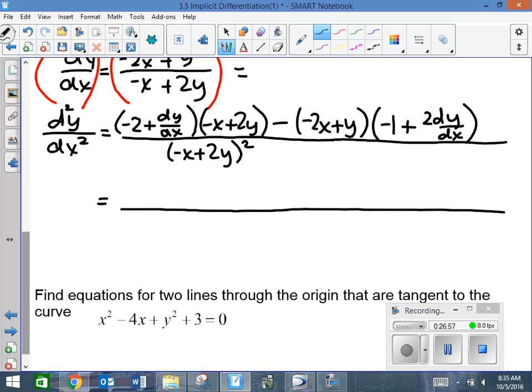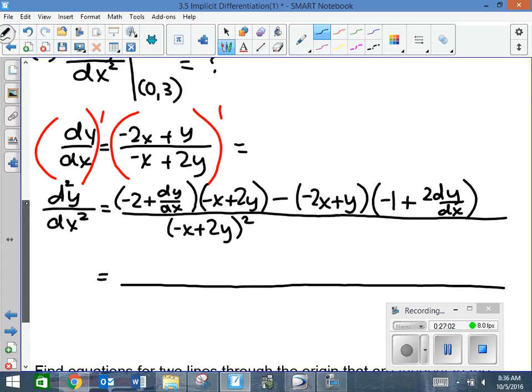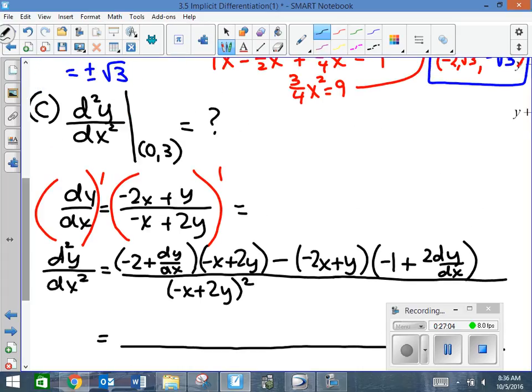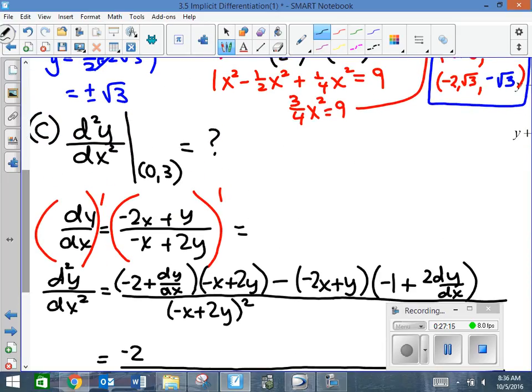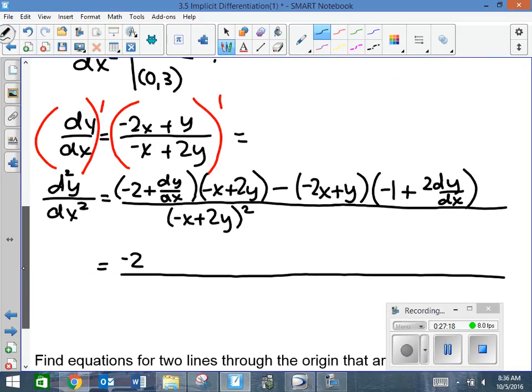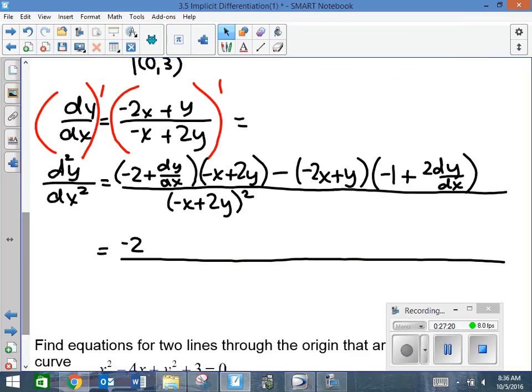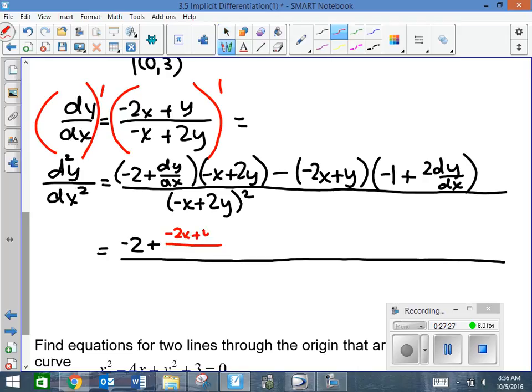Okay, so we know dy/dx. First of all, we are going to plug in (0, 3) for x and y. So I see no point in spending a bunch of time simplifying. Right now I'm going to put in my dy/dx, which is right here. I'm going to put that in first before I distribute, because I'm not really going to spend time distributing. I'm just going to be real careful when plugging in.